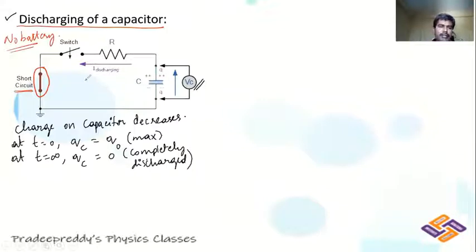Now you can use KVL for this. Just write down KVL here. So you can write down the equation by Kirchhoff's voltage law. Voltage supplied by the capacitor will be equal to voltage dropped across the resistor, because there are only two components here. There are no other components. One capacitor, one resistor. Voltage is supplied by the capacitor. Voltage is dropped across the resistor.